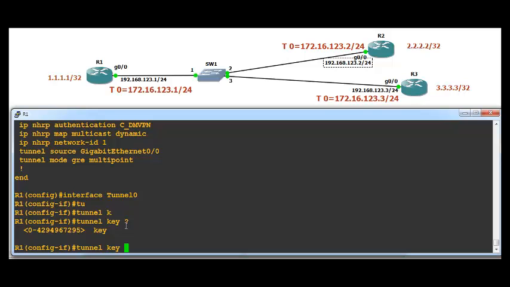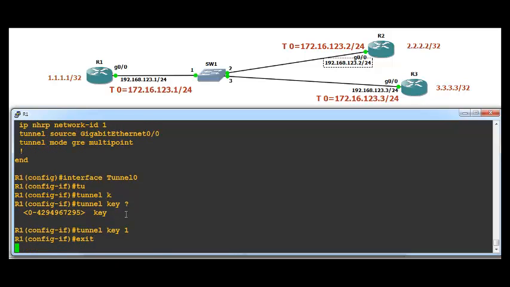And a few people don't use this; they take it as optional. Yeah, this is also optional. Even if you don't have it, it works. But it's good to have a tunnel key. Now, if you put tunnel key 1 here, then you need to put the same number on the other routers.